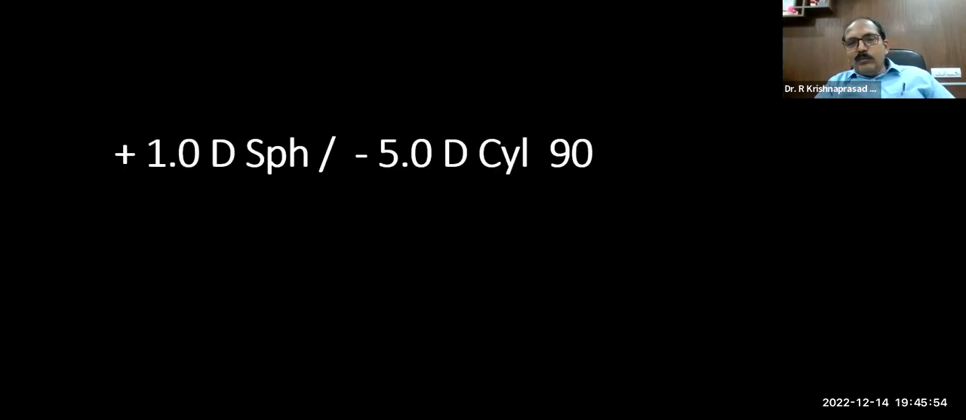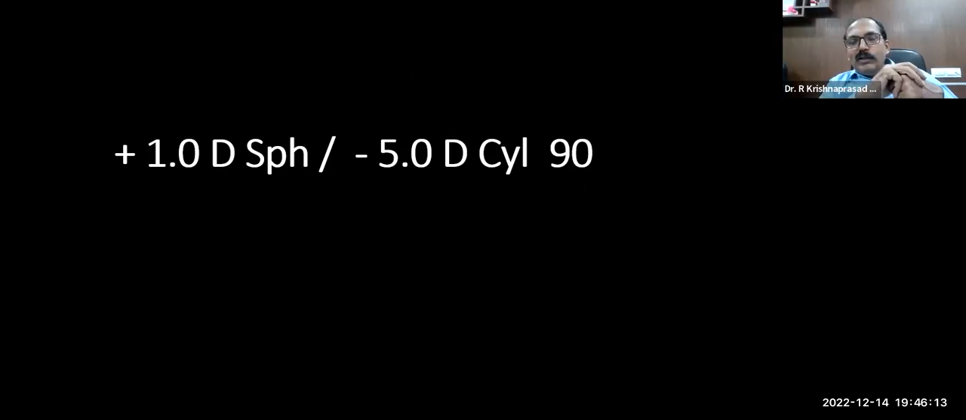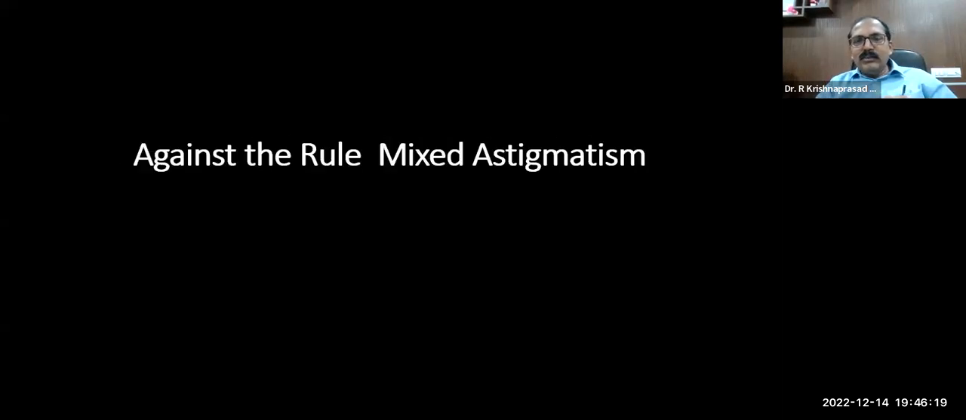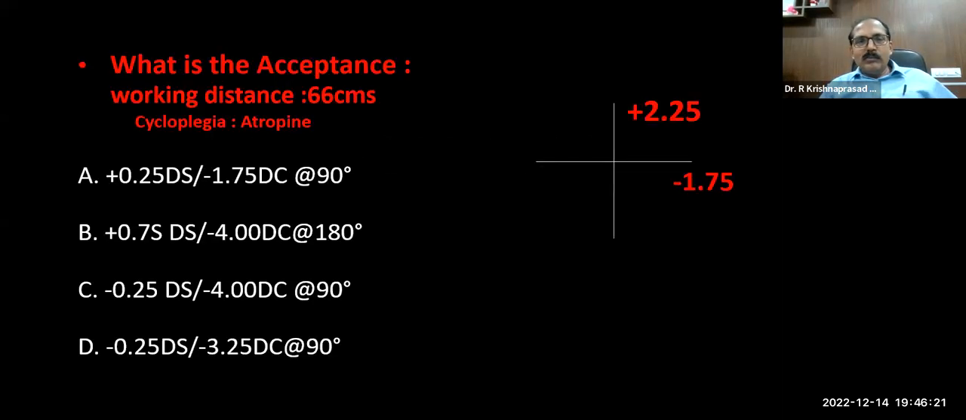So, Dr. Sangam, can you tell me what is the type of astigmatism? Sir, it's a mixed astigmatism. Very good. It's a mixed because there's a plus one and minus here. So, it's a mixed astigmatism. Anything else that you want to tell me? Is it with the rule or against the rule? Sir, it is against the rule. Against the rule. Perfect. So, I told you minus cylinder at 180 is with the rule. Minus cylinder at 90 is against the rule. So, it's a mixed astigmatism and an against the rule astigmatism.